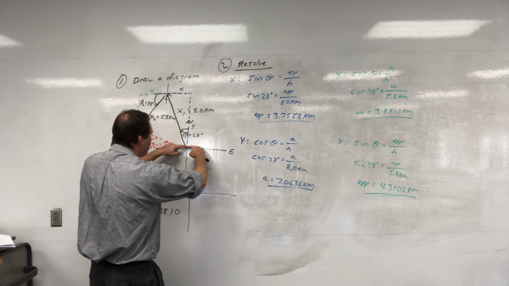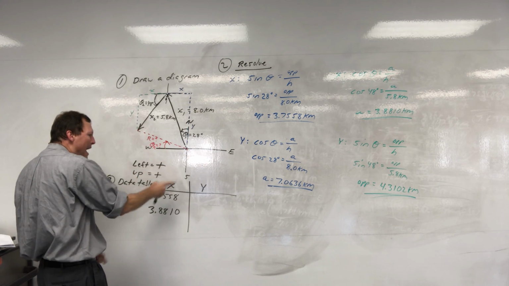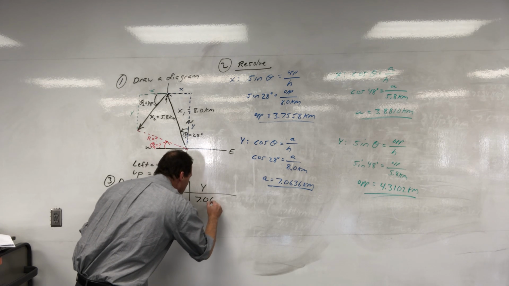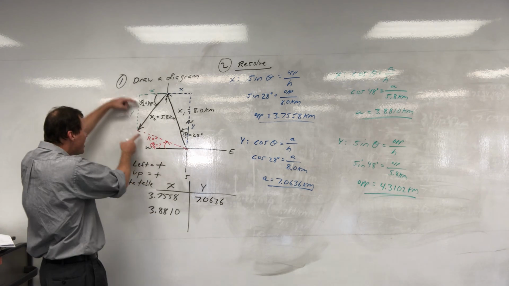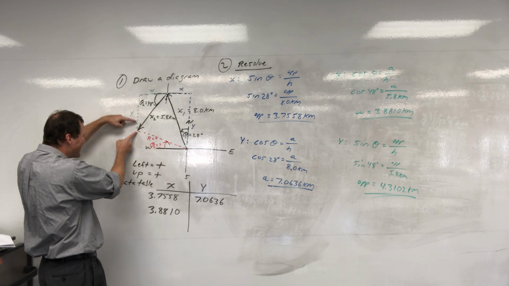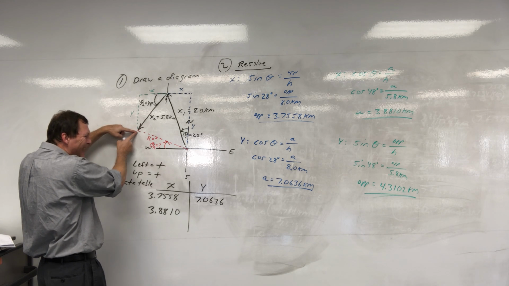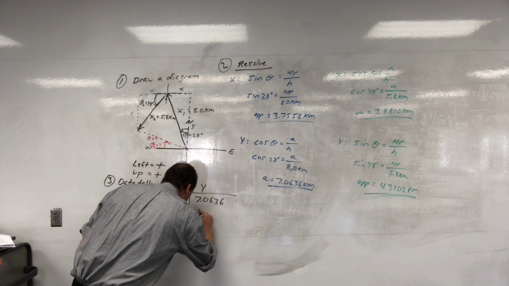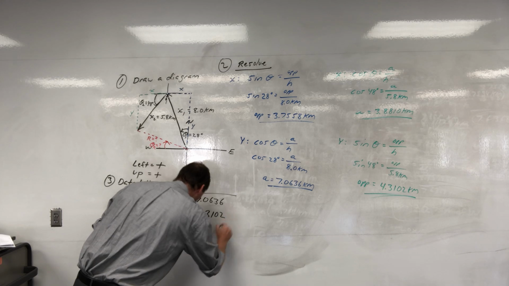Now let's look at the y components. So this y component is going up. I made up positive, so I'm going to put a positive 7.0636 in there. This y component is going down. So down is going to be negative. So be careful here. Negative 4.3102.